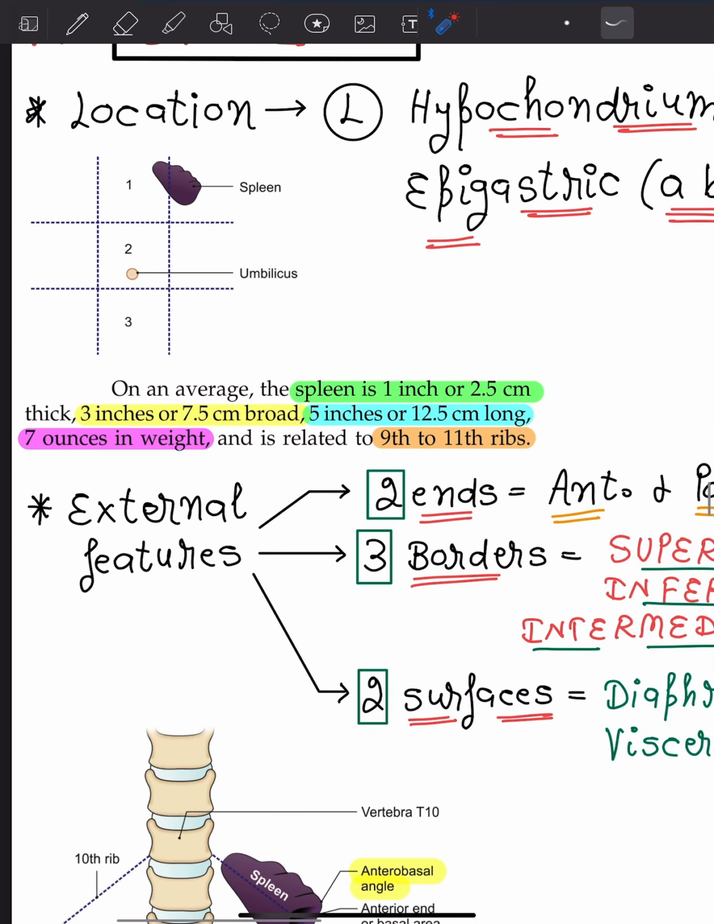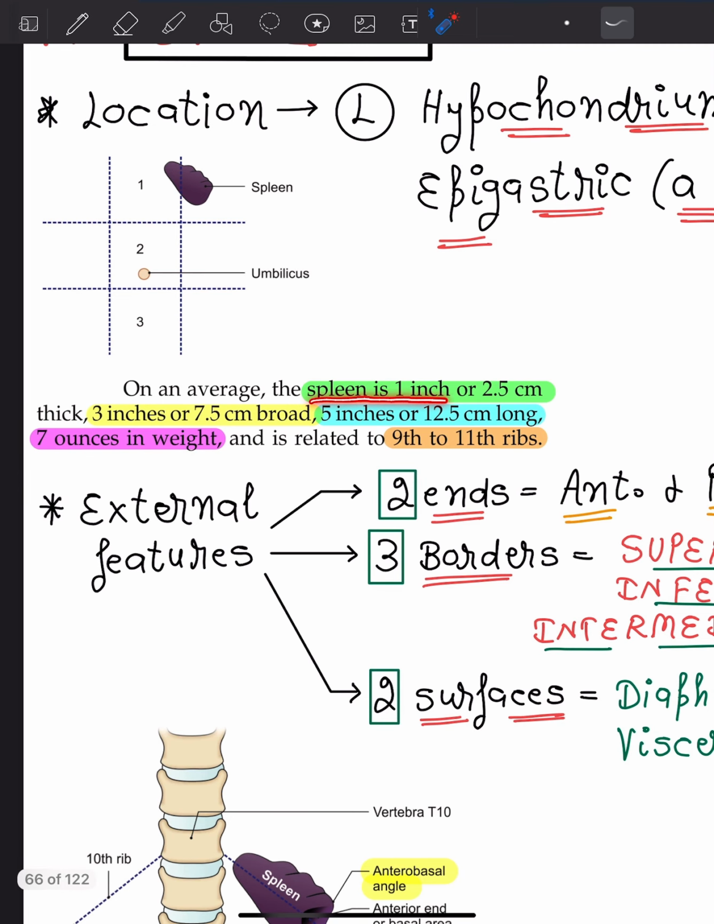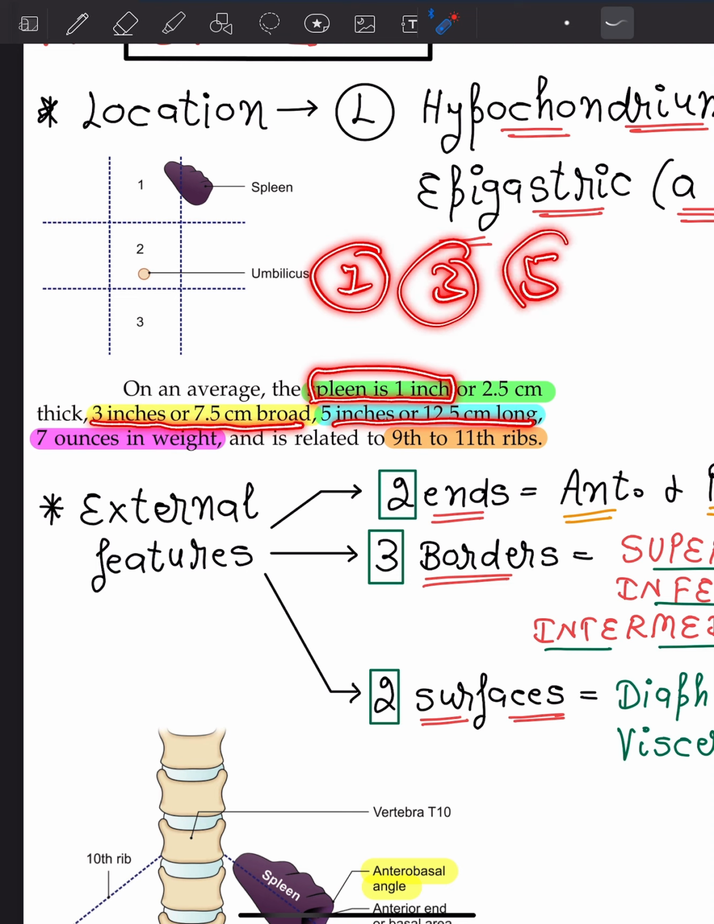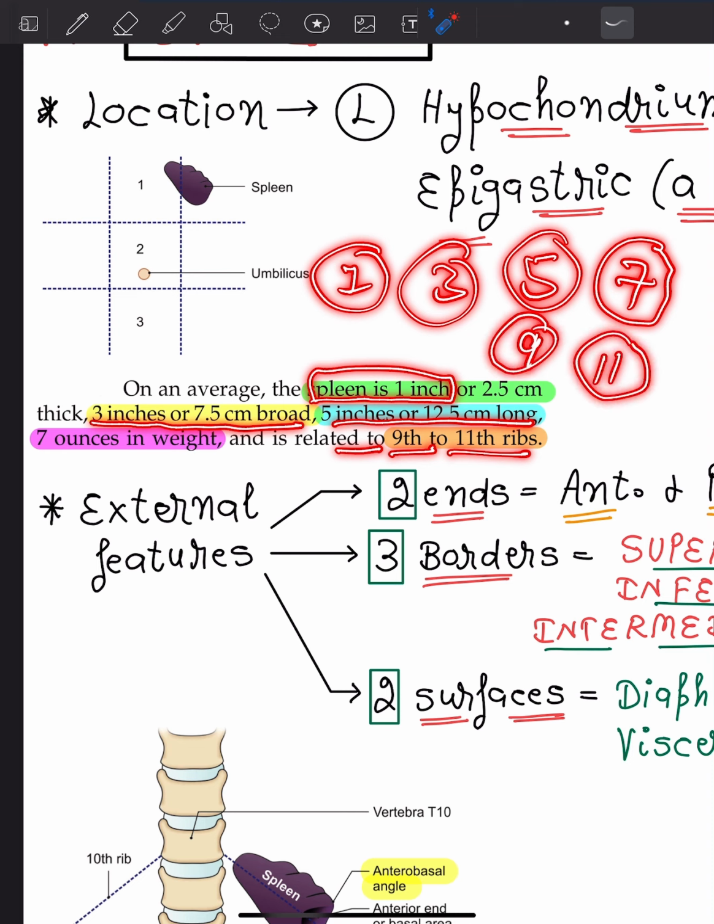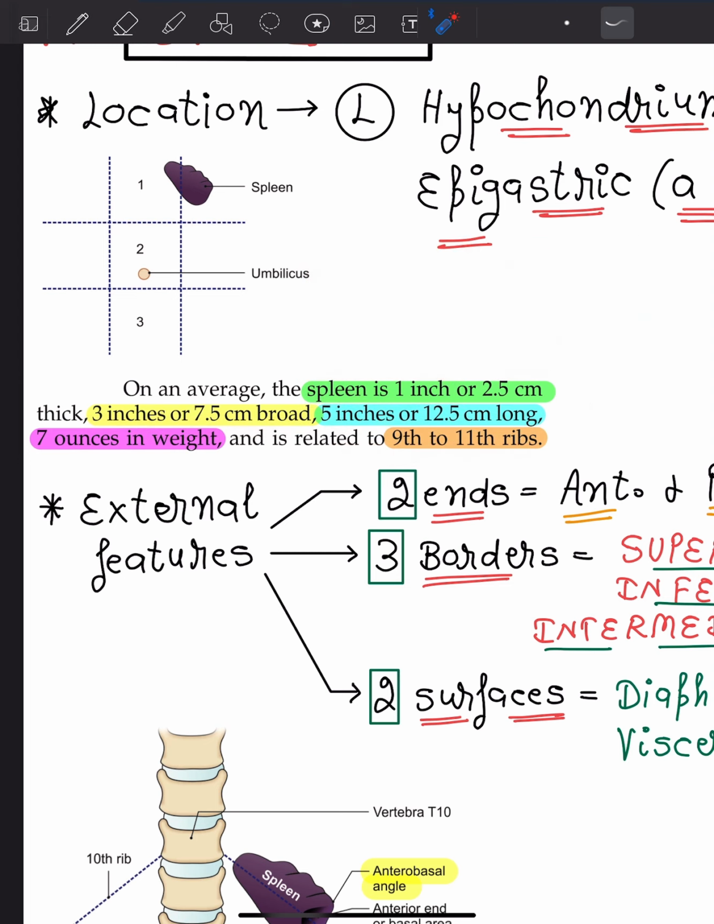So now we have some values for the spleen, and you can remember them by the odd number formula. The spleen is 1 inch thick, 3 inches broad, 5 inches long, 7 ounces in weight, and it's related to the 9th and 11th ribs. As you can see, these are all odd numbers: 1, 3, 5, 7, 9, and 11.